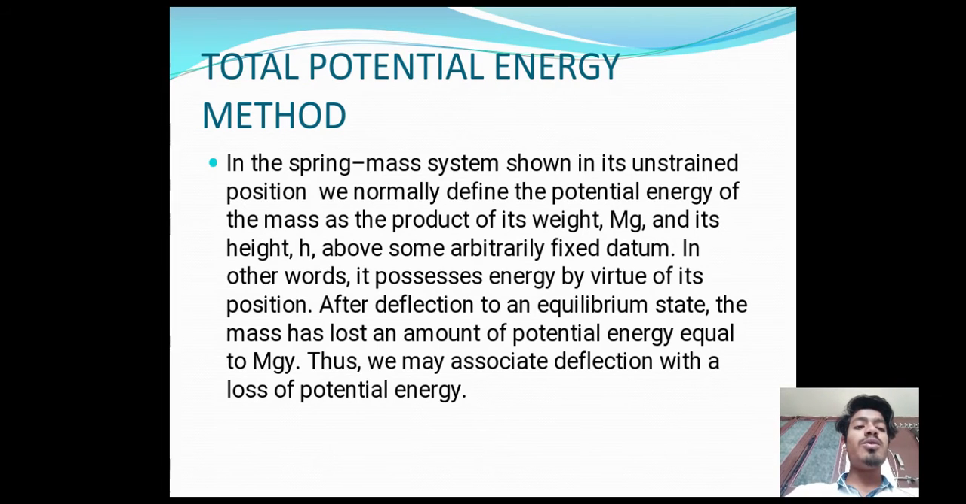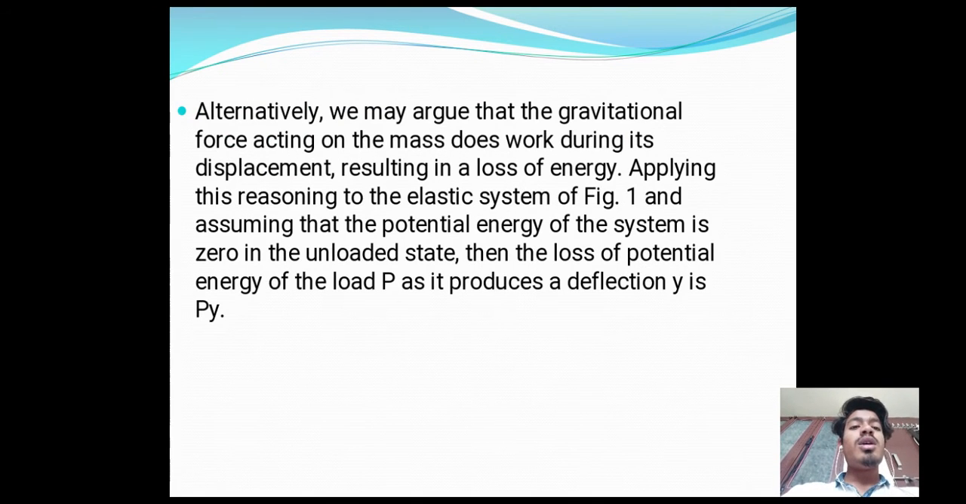Thus, we may associate deflection with a loss of potential energy. Alternatively, we may argue that the gravitational force acting on the mass does work during its displacement, resulting in a loss of energy. Applying this reasoning to the elastic system of figure 1, and assuming that the potential energy of the system is zero in the unloaded state, the loss of potential energy of the load P as it produces a deflection y is Py.